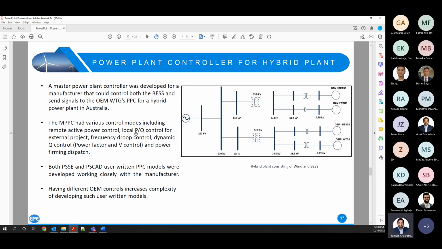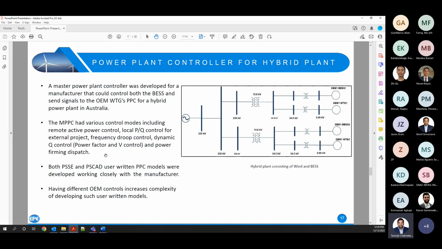Now, moving on, this is one of the projects which we did for a particular client in Australia. This is a hybrid plant that consists of both wind and BESS in conjunction, right? So once again, we have different OEMs and different control technologies trying to achieve the same thing, and you need a master power plant controller that can coordinate the responses between the units. In this particular case, we developed both the PSSE and the PSCAD user-written models. The complexity arises because of the different technologies, and the models that we receive from OEMs are black box, right?